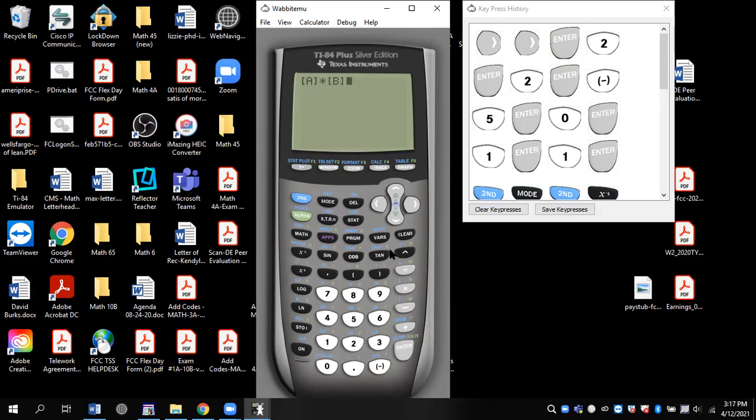So it's matrix A times matrix B, and then just hit enter. And there's the exact same answer we got: 10, -10, 0, 0. There's how you do it on a graphing calculator. A little bit easier once you get the hang of it.